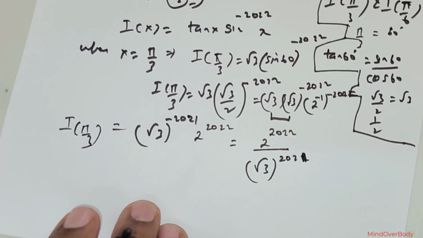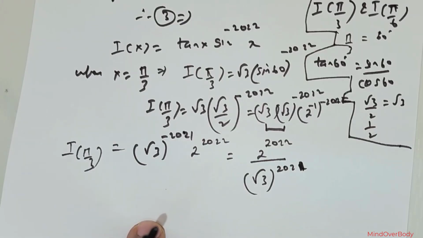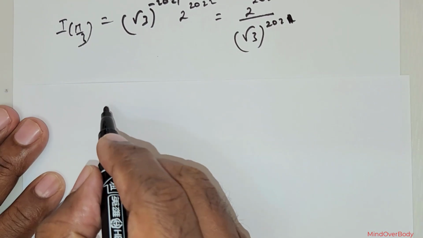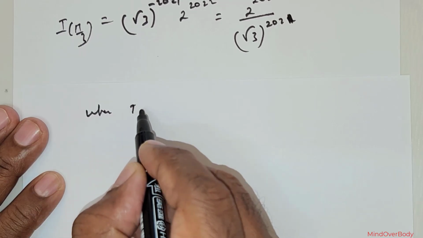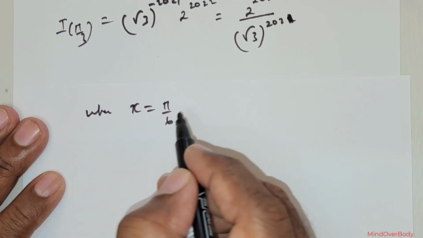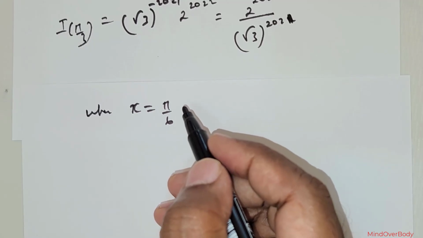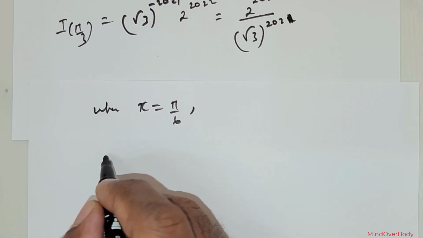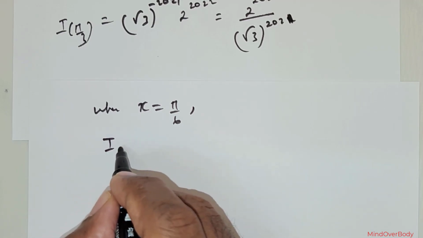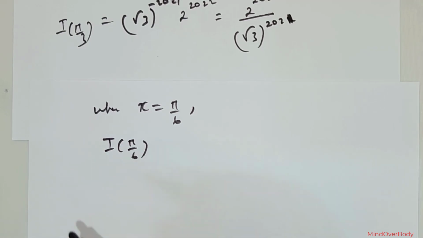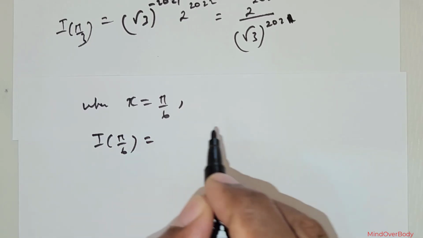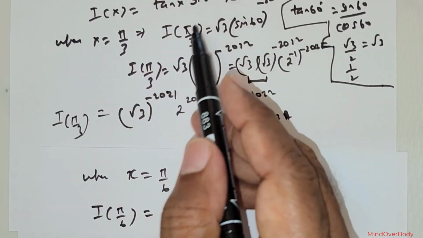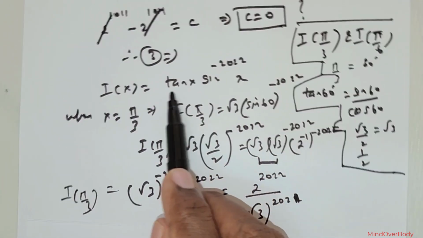I need to go to the next page to obtain the value of x equal to pi over 6. So let me do that. So what would happen? So this would mean I of pi over 6 is equal to, I will be substituting the value here.